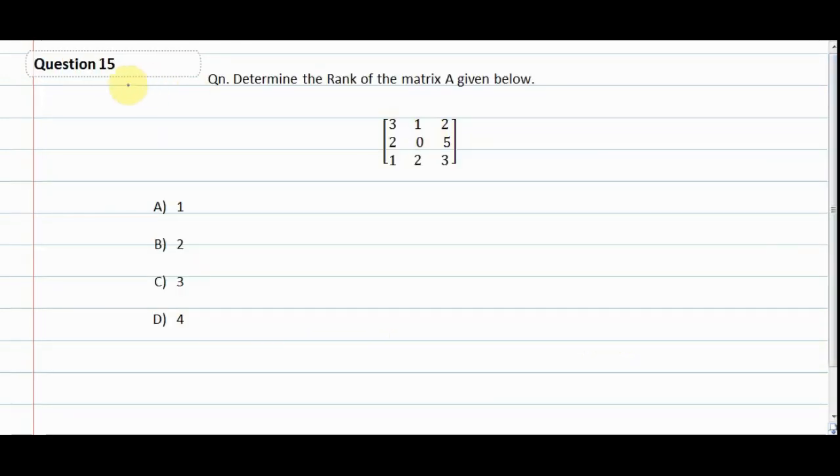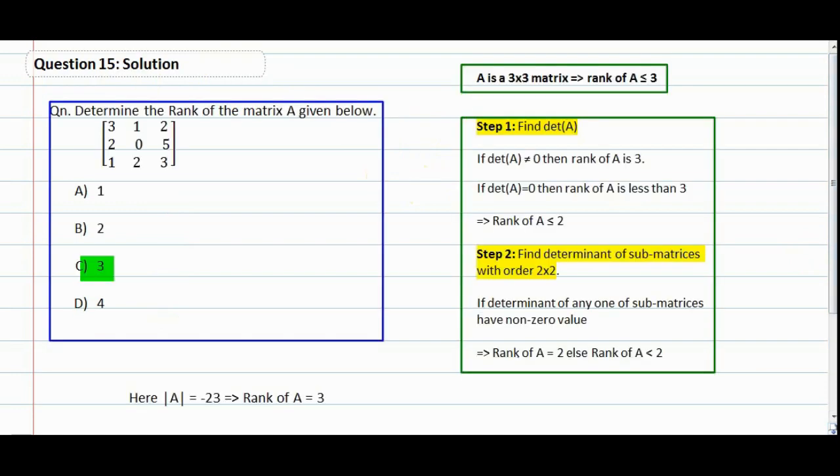Question number 15. Determine the rank of the matrix A given below. So we are given a matrix A which is of order 3 by 3. We are asked to determine the rank of this matrix. Let's see how to calculate the rank. So here A is a 3 by 3 matrix.